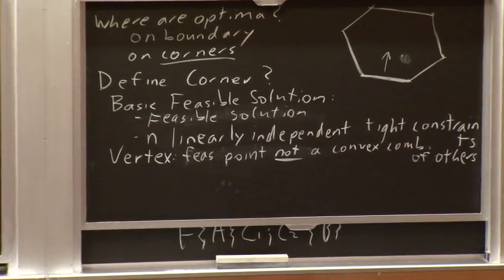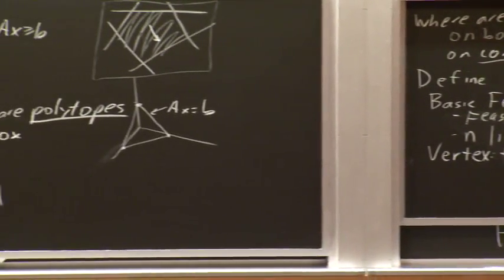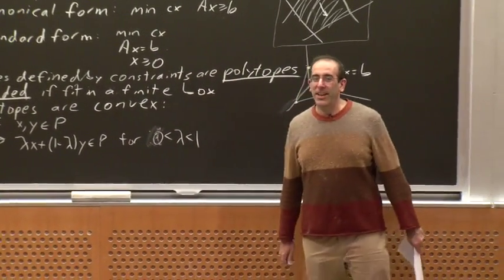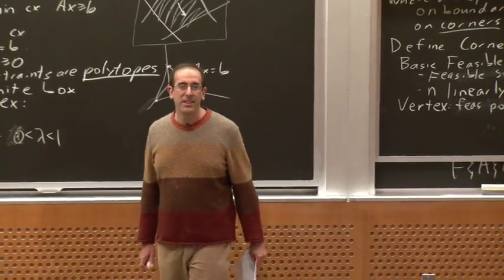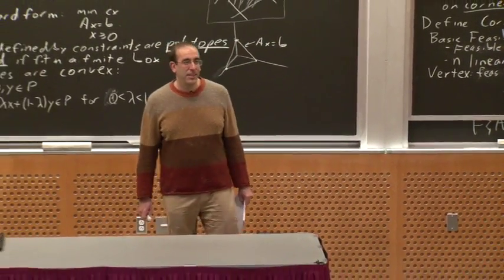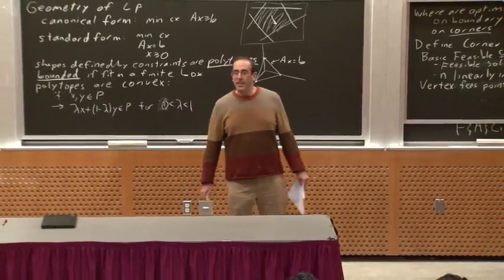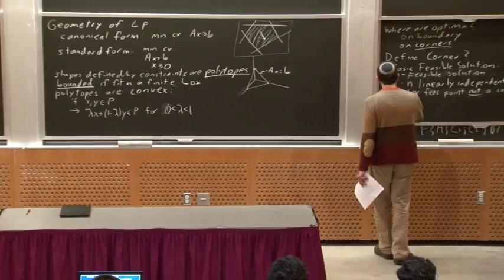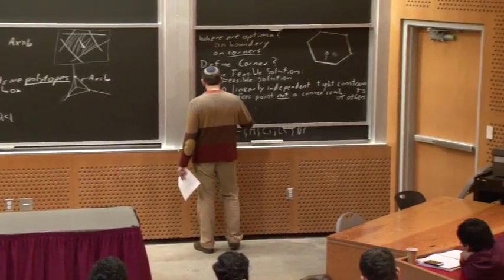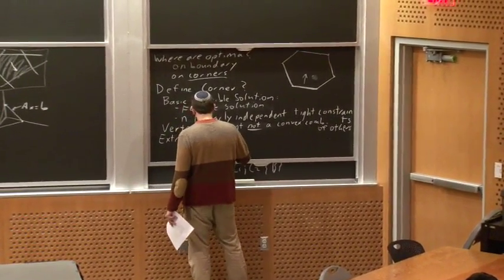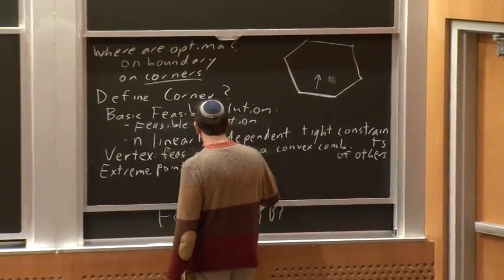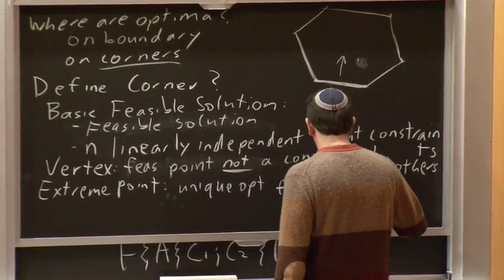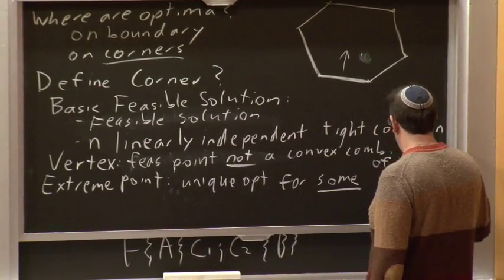Okay. Now we've got one more. What else defines a corner? Yeah? Unique optimum for some convex objective. Good. So an extreme point is a point that is the unique optimum for some objective.